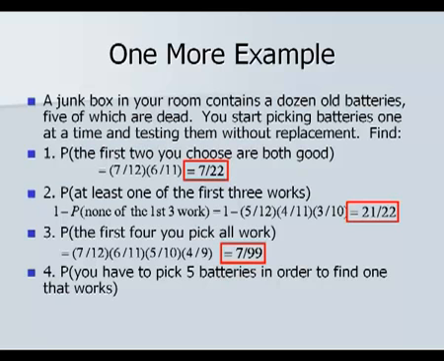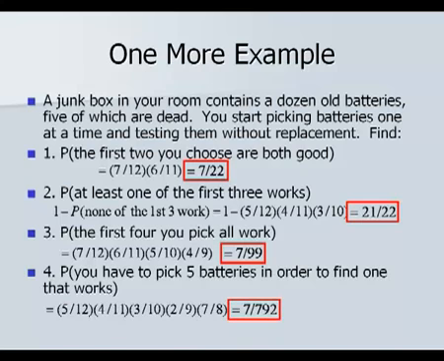And number 4, find the probability that you have to pick 5 batteries in order to find one that works. That means the first 4 were all bad, and then the 5th one was the good one. So starting with the first 4 being all bad, that's 5 out of 12 times 4 out of 11 times 3 out of 10 times 2 out of 9. And then for the last battery, when we multiply, we still have 7 good ones left out of 8 total batteries, so times 7 out of 8. Multiply these in your calculator. You should end up with 7 over 792 in fraction form.